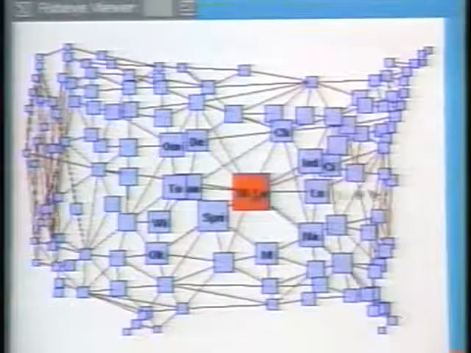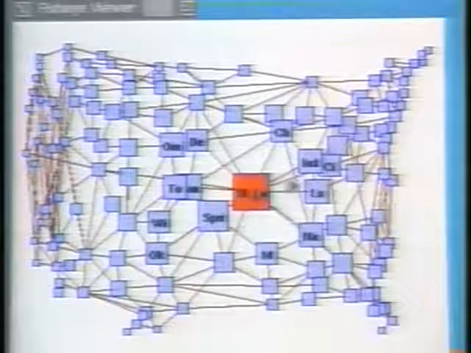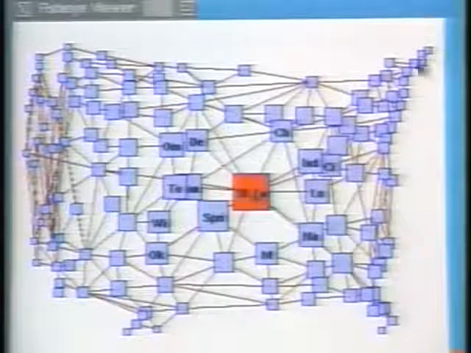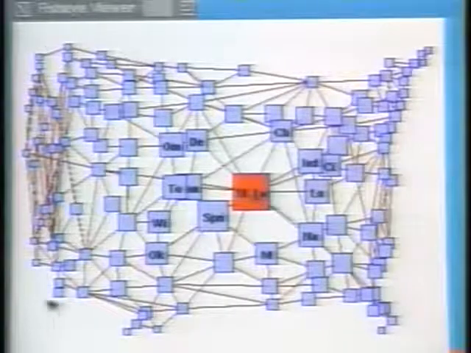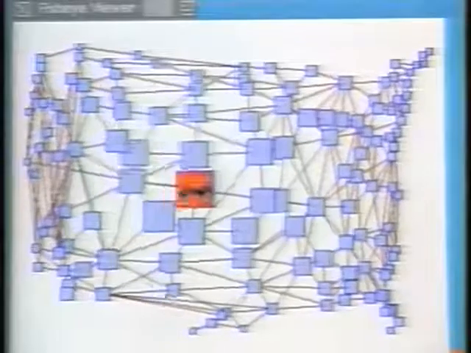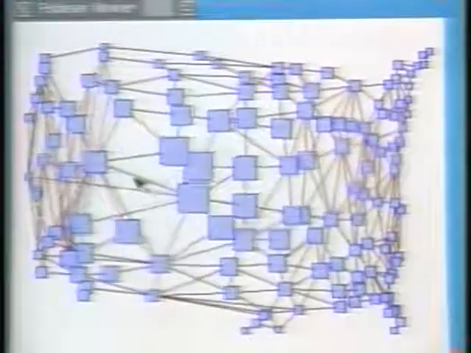An alternate way to browse the graph is to use a graphical fisheye view technique. In a fisheye view, the area of interest is shown with detail, while the rest of the structure is shown with successively less detail. Notice that the entire structure remains visible. Watch now as I move the focus from St. Louis to Salt Lake City. The graph constantly changes to keep the area near the focus enlarged.